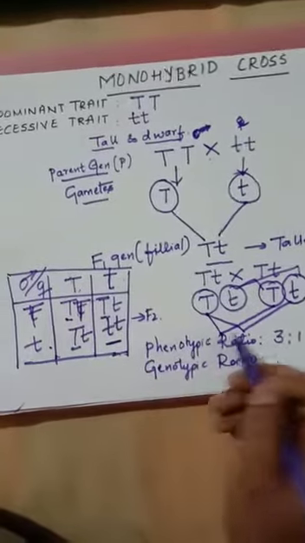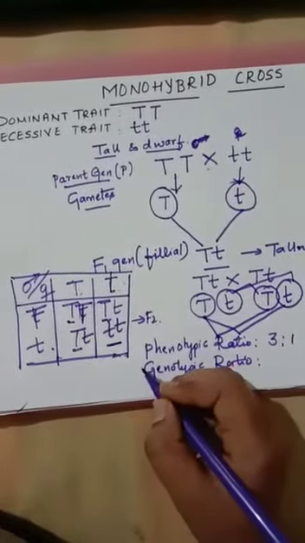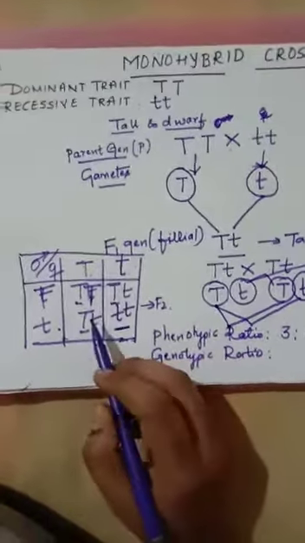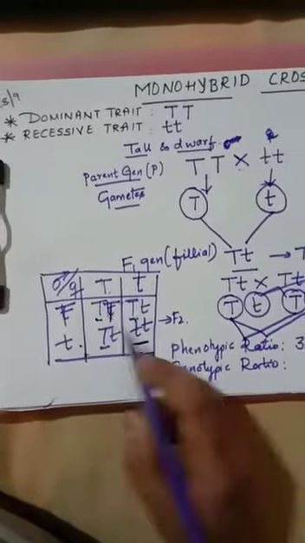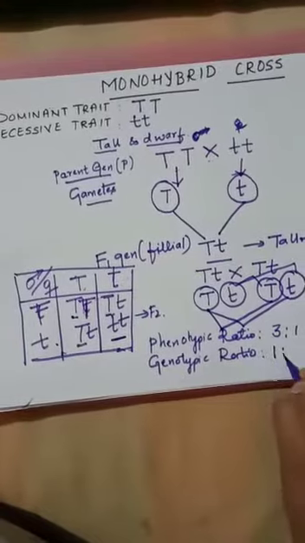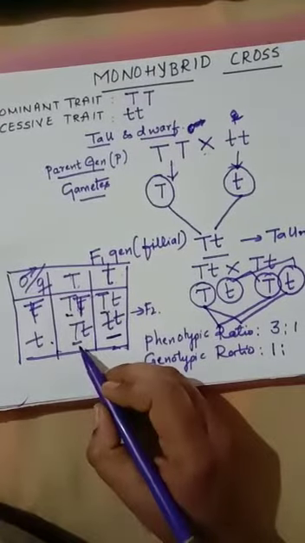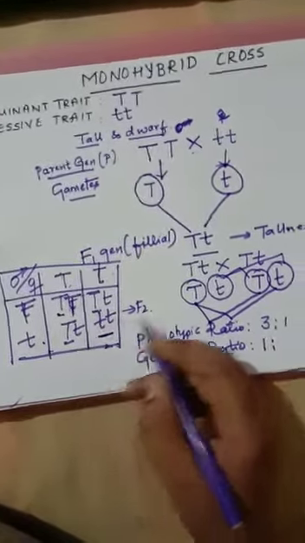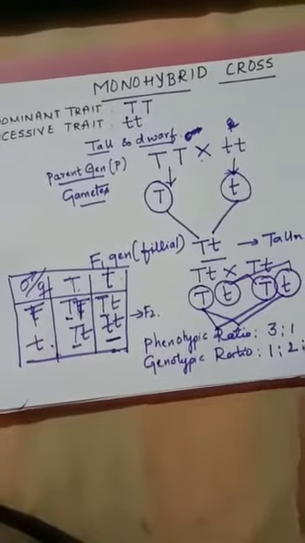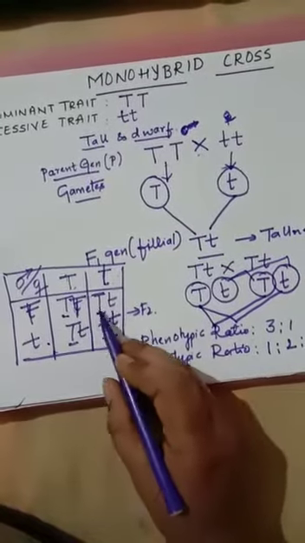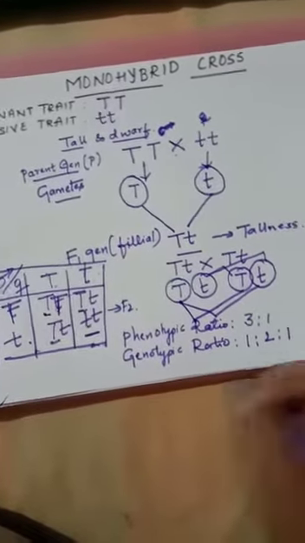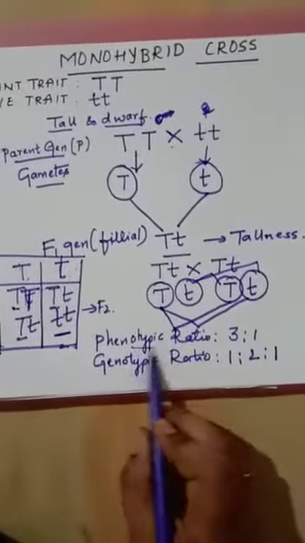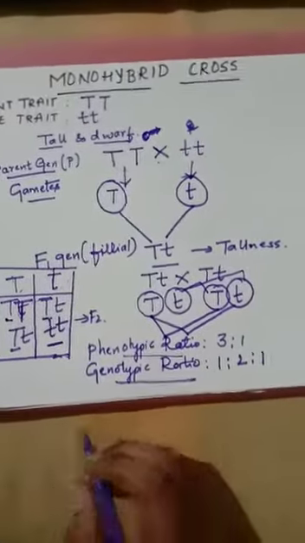So what is genotypic? We'll consider the genes now. How many are similar? Here we can see only one similar gene, that is tall, so I'll write it as 1. Here 2 similar genes we can see, capital T small t, so it is 2. Next is dwarf, only 1 we can see, so I'll write it as 1. So this is the phenotypic ratio and genotypic ratio of the monohybrid cross.